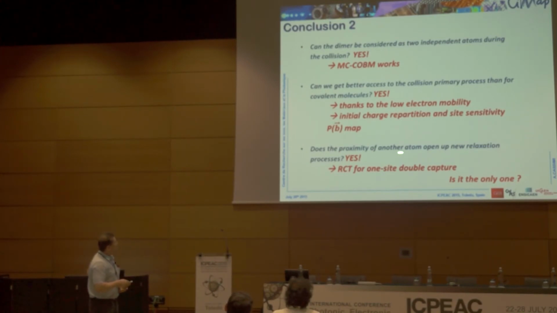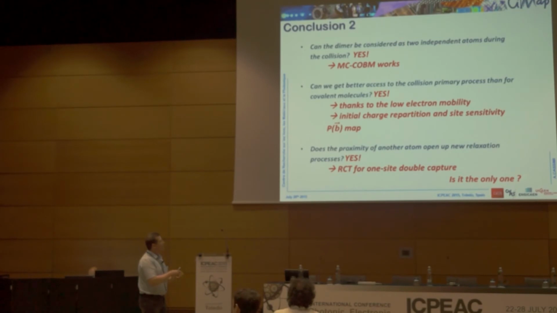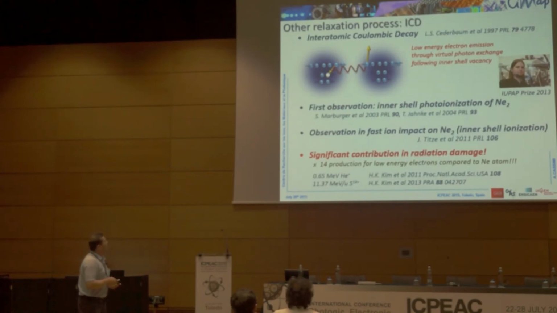And finally, does the proximity of another atom change things, or give rise to a new relaxation process? The answer is yes. If you ionize an atom or a molecule in a medium, we now know that because of this process, the surrounding atoms will try to decrease the charge and share the missing electrons. They will share them on several atoms. Is it the only one? Of course, you already know the answer.